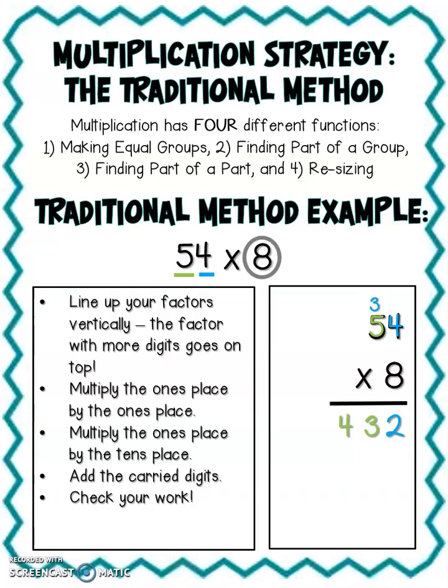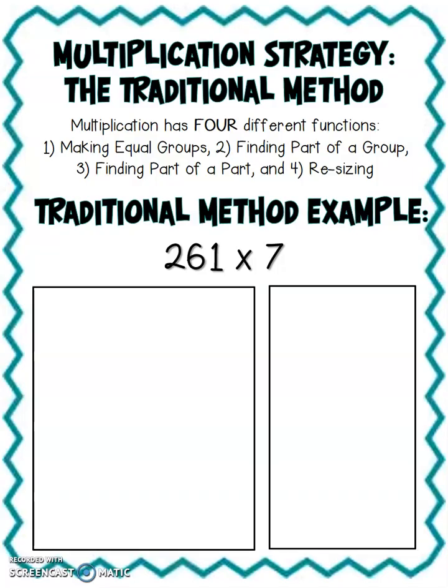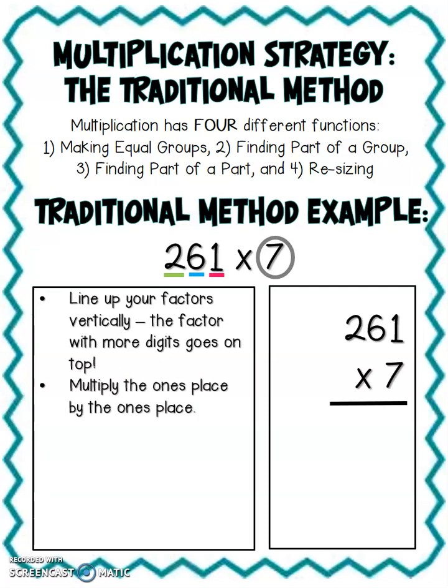Let's take a look at another example with some slightly larger factors. This time I want to look at 261 times 7. So again, I'm going to start by lining up my factors vertically. This time I have a single digit and 3 digits, so I'll put the 261 on the top. I again need to look at the ones place times the ones place. This time 7 times 1 is 7.